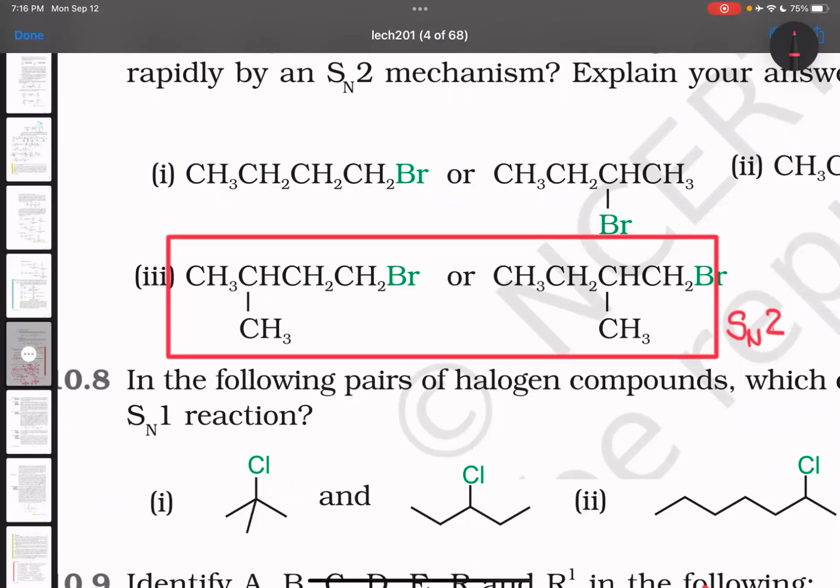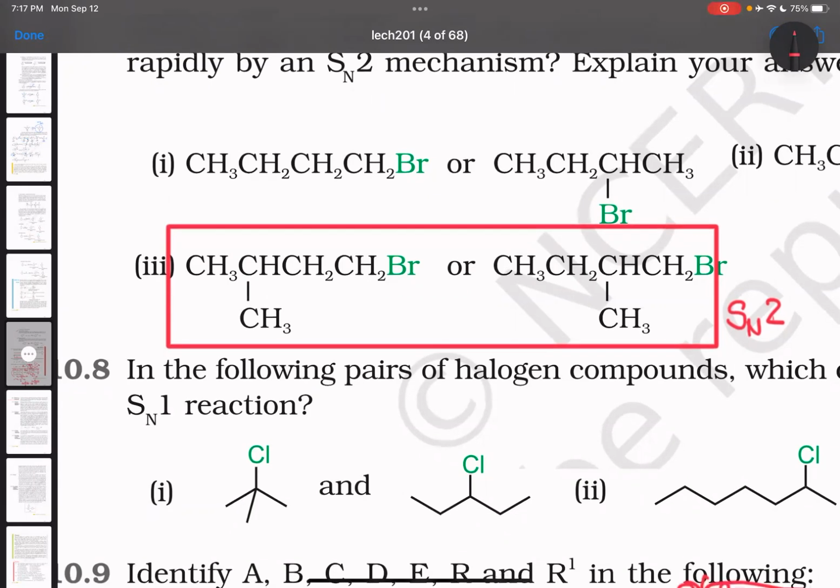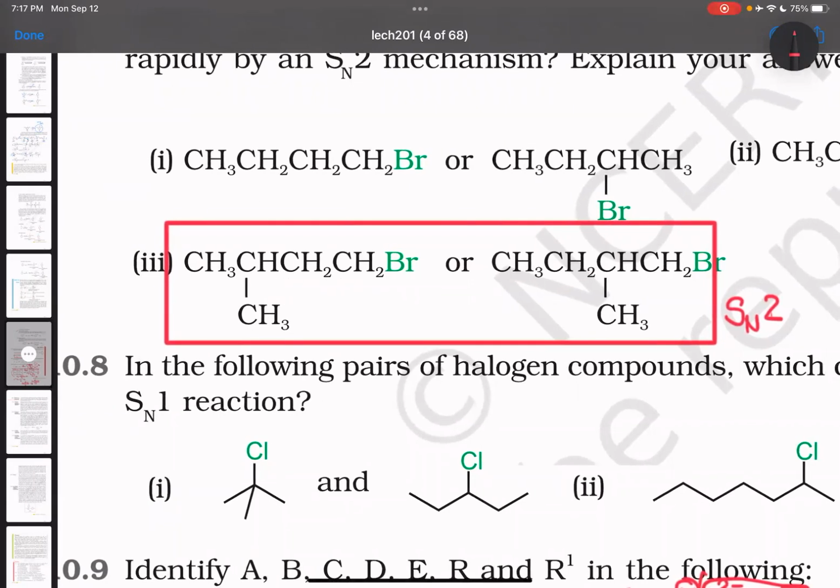So the new group will be joined from the back side, and these 3 groups will turn that side. The yellow group will come out. That's what we discussed. So 2 molecules were getting involved simultaneously, and that was the SN2 reaction, substitution nucleophilic bimolecular. And it was very crowded when the reaction was happening, because the leaving group was coming out and the nucleophile was joining in, and all were happening simultaneously.